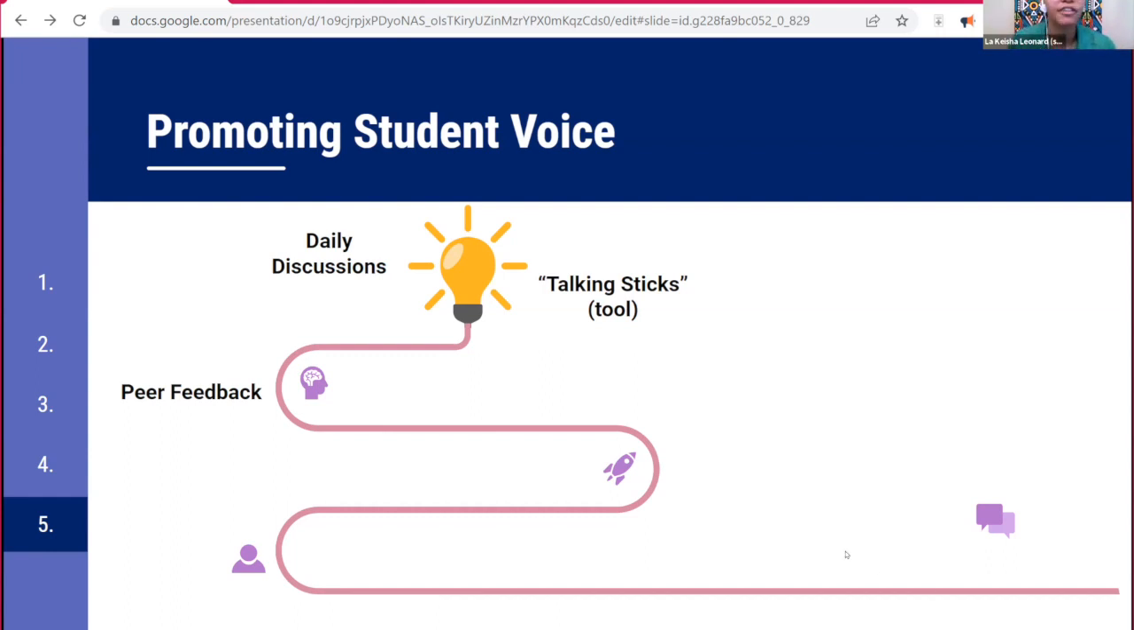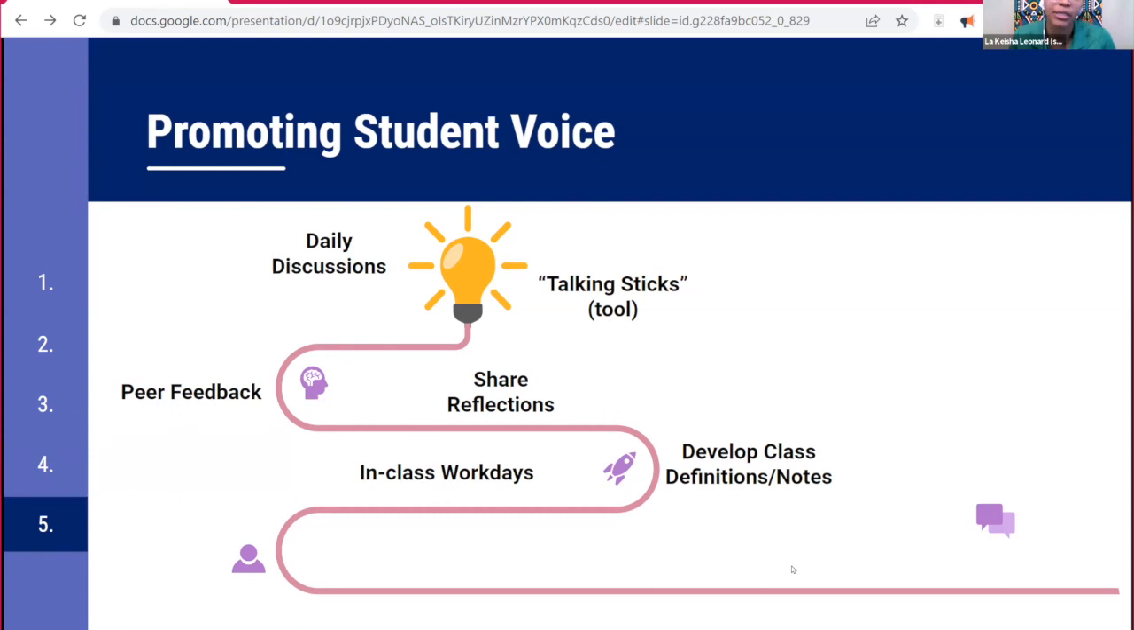We also do peer feedback in different ways. Critical friends groups work. They share their reflections. I give them time to reflect, and they also share their reflections. We do have in-class work days on the project. That's their time. Really, they end up talking to each other and not talking to me. That's okay. I'm not hurt about it. But that's my time to see where they're at and for them to use me as a resource.